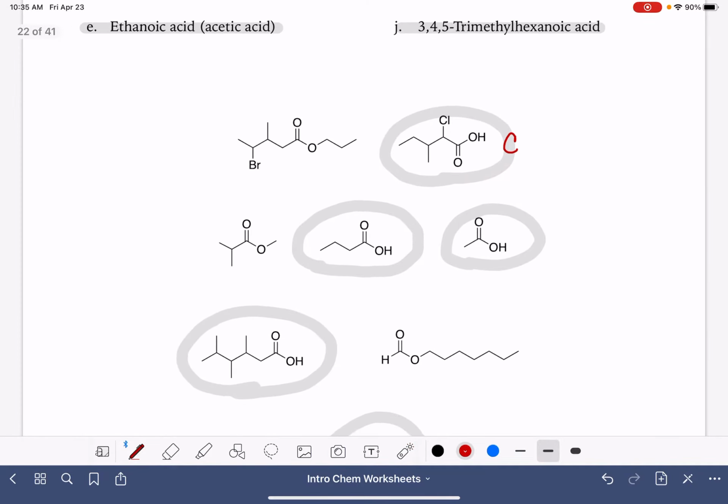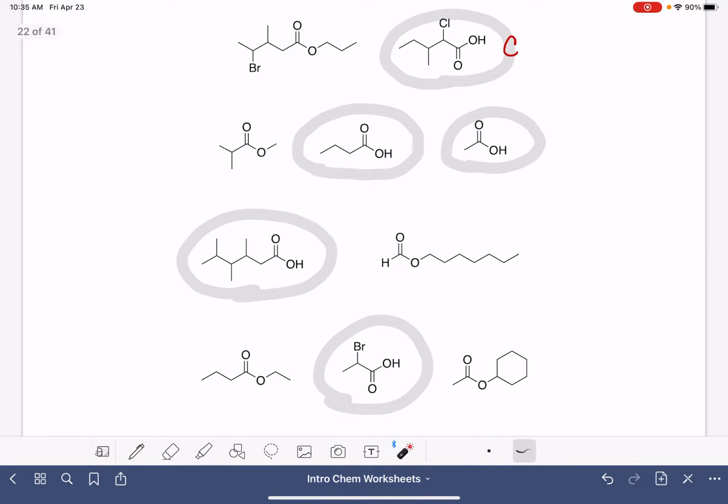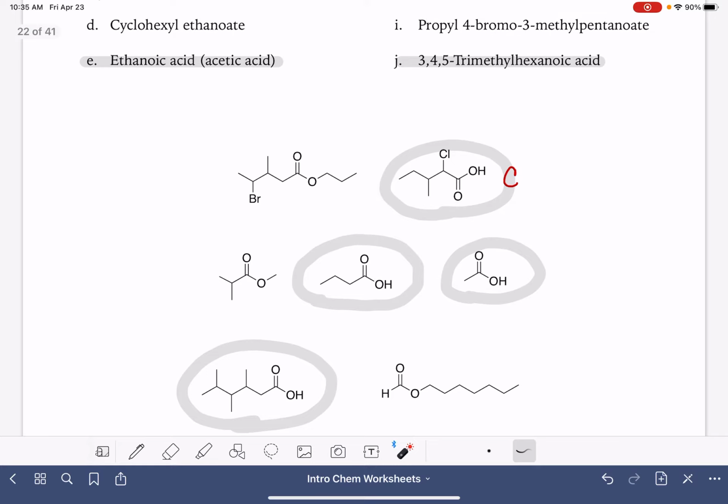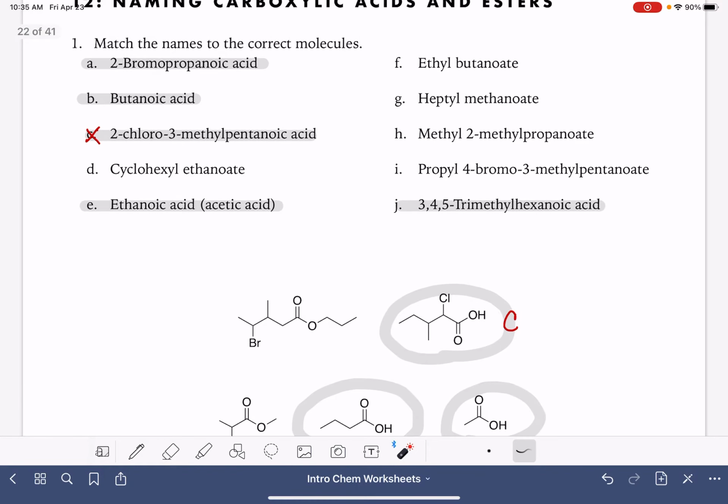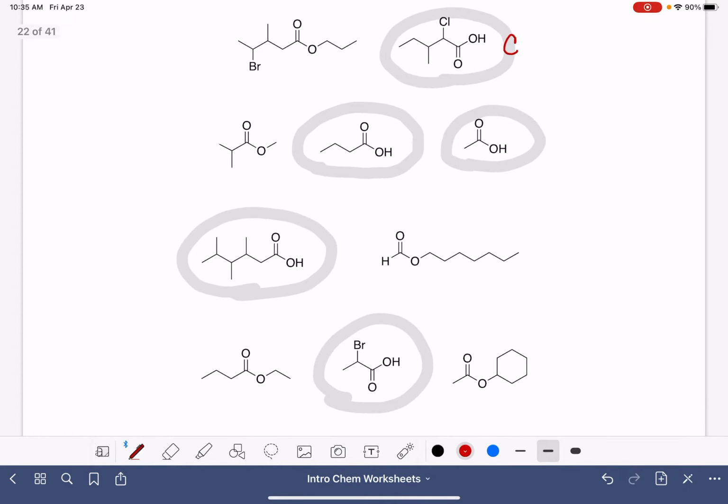And then along the same lines, there is only one carboxylic acid that has a bromine. So I'm going to do the same thing. I'm going to look at all of these names and find the one with the bromo in the name. Here it is, 2-bromo-propanoic acid. That's A. I'll put an A next to that.